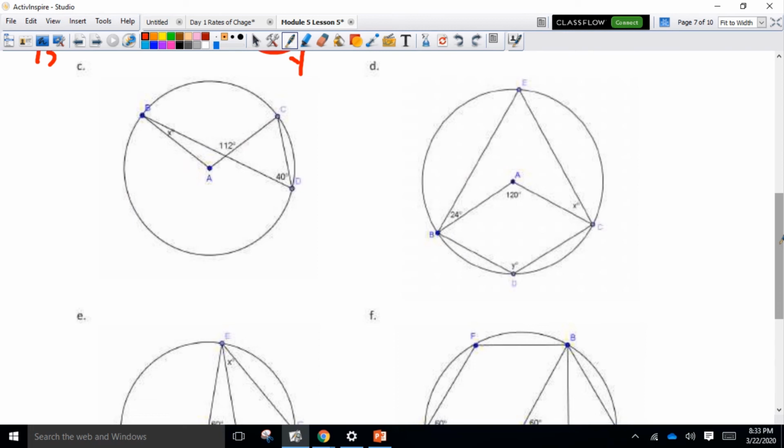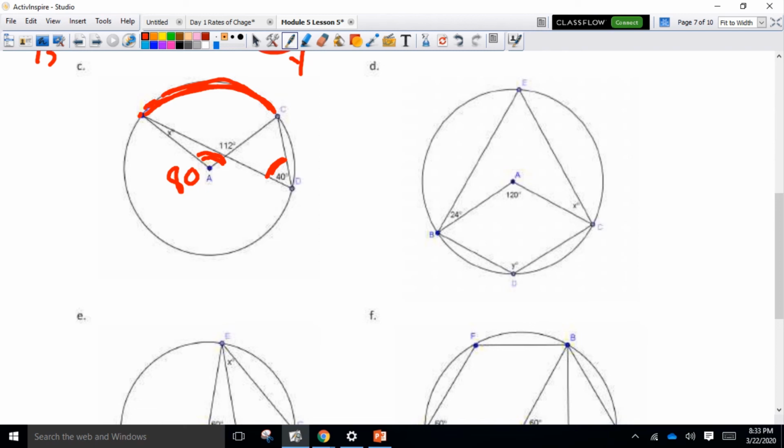Okay, so next one, we got to find X. There's two ways to do this, but this is BC, right? This angle down here is 40, it makes BC. This central angle also makes BC. And I know the central angle is double the inscribed, so that angle down there is 80.